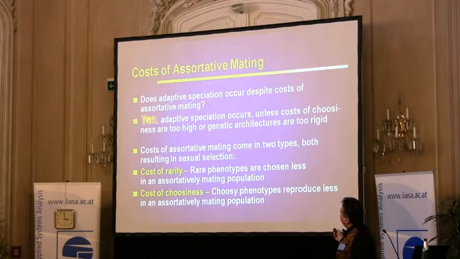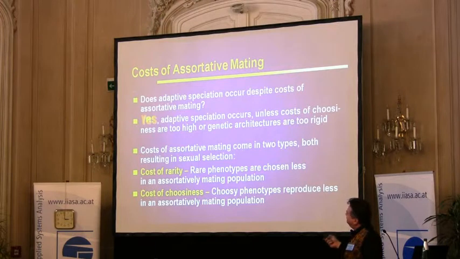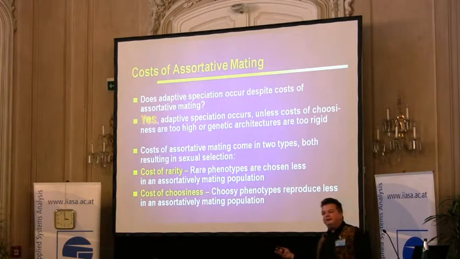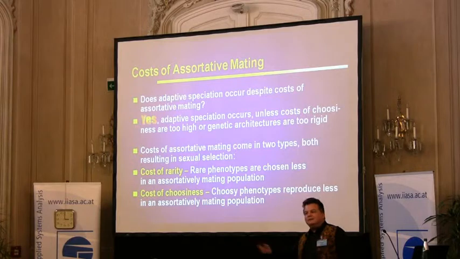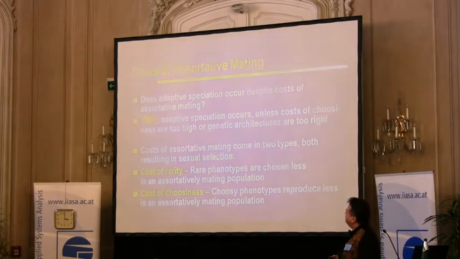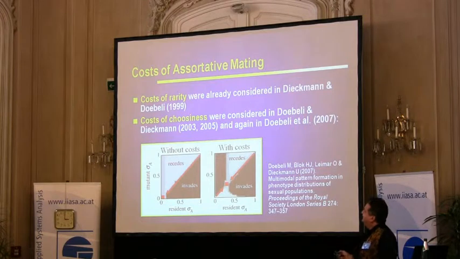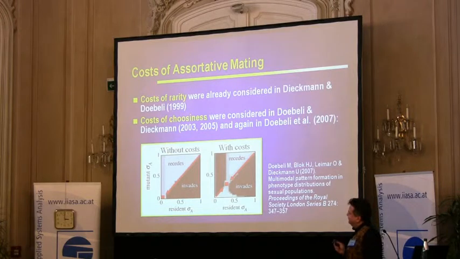Does adaptive speciation occur despite costs of assortative mating? I would say, in my view, the answer is yes, unless the costs of choosiness are too high or the genetic architectures are too rigid. But this is a bit of a subtle issue, so one should not gloss over it too easily. First of all, one should distinguish between two costs of assortative mating: the cost of rarity, which applies to males that are not chosen, and the cost of choosiness, which applies to females that delay mating for too long by being very choosy. And we looked at all these possibilities, and we found in various models that adaptive speciation can occur. But again, this is a more subtle story.